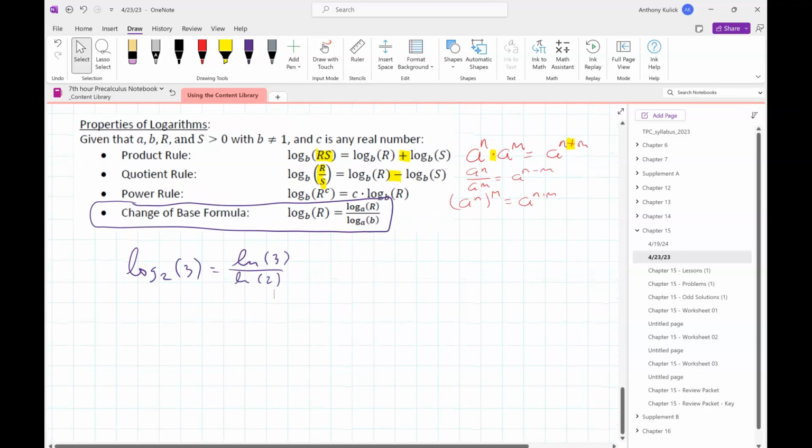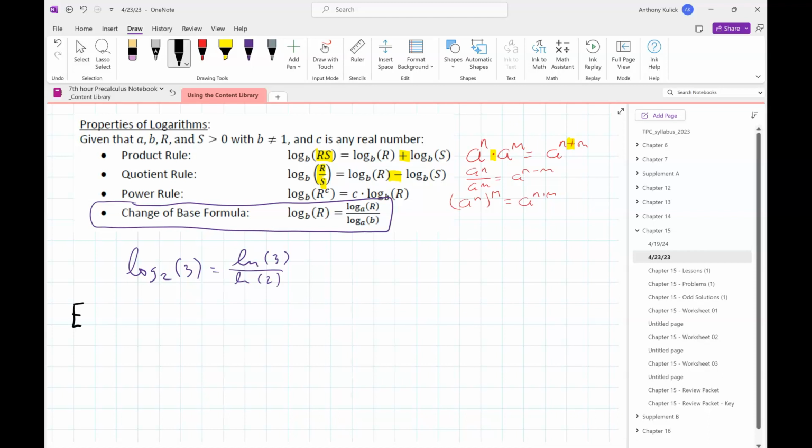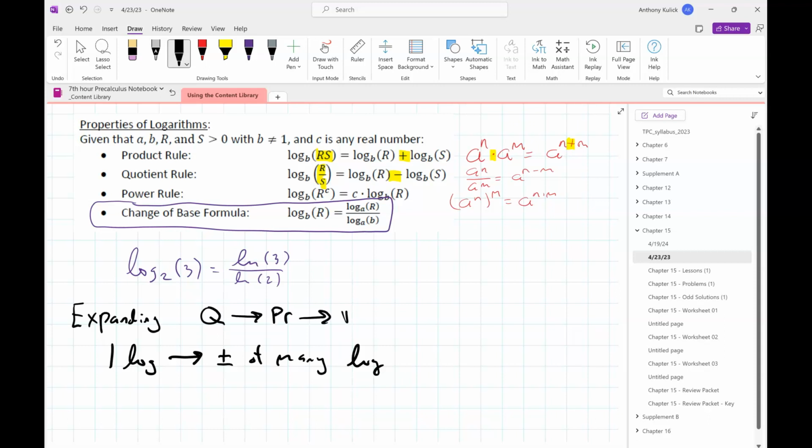With these properties of logarithms, typically we ask you to do 2 problems. So those 2 problems are expanding. With an expansion problem, you take one logarithm and you turn it into the sum or difference of many logarithms. With expanding, we do quotient property, and then product property, and then power property last, unless there's some like parentheses kind of implying that one of these things has to happen before the other.